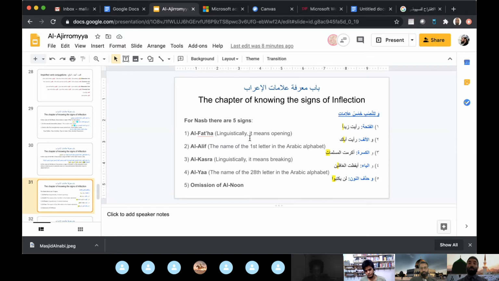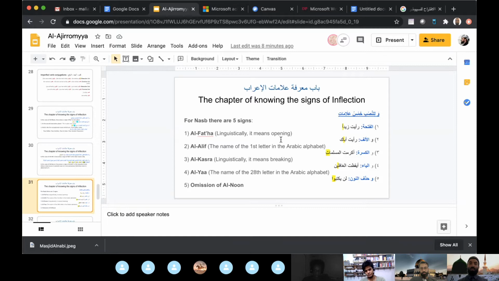Now, the next thing that we'll talk about is the inflection an-nasab. So again, we will go through the same order. The first thing that we'll mention are the signs of nasab. What are the signs of nasab? And the Mu'allif rahimahullah says, وَلِلنَّصْبِ خَمْسُ عَلَامَات. Nasab has 5 signs.